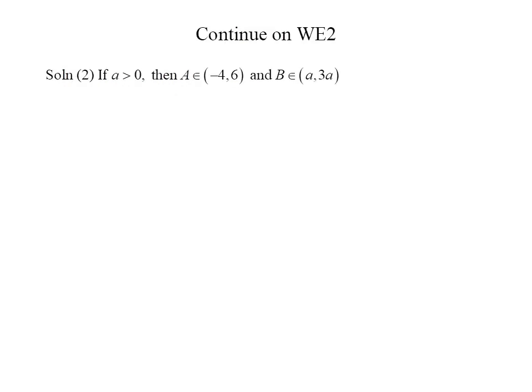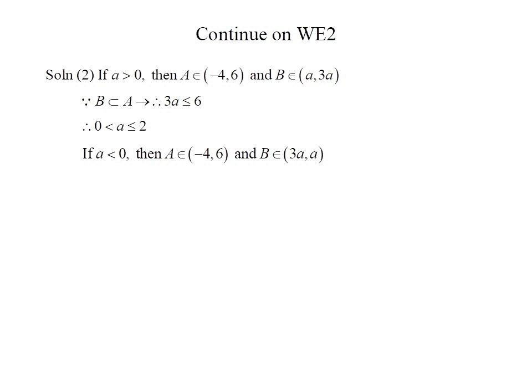Here we continue work on question 2 of example 2. Now we start to discuss the value range of a in order to find out under what circumstances set B will be a proper subset of set A. When a is greater than 0, since set B is a proper subset of set A, 3a must be less than or equal to 6. Therefore, the value range of a under this condition is greater than 0, and at the same time a is less than or equal to 2.